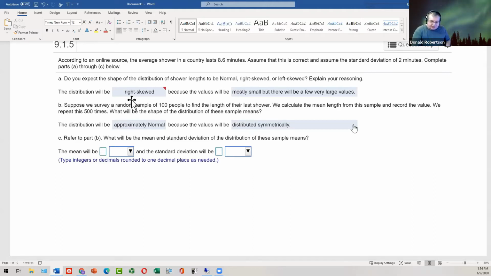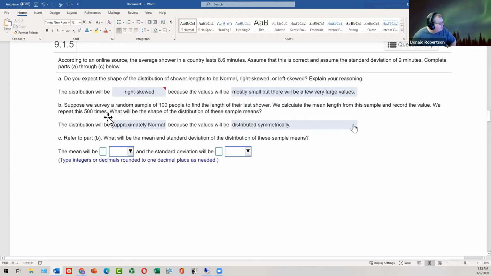Some showers don't last more than a minute, but some showers, I wouldn't even call them showers anymore, could last for an hour. So there's more to the right than the rest to the left. That's why I chose right skewed, because the values are mostly small, but there are a few very large ones. They drift to the right. So when you look at right skewedness, look at where the numbers drift to.